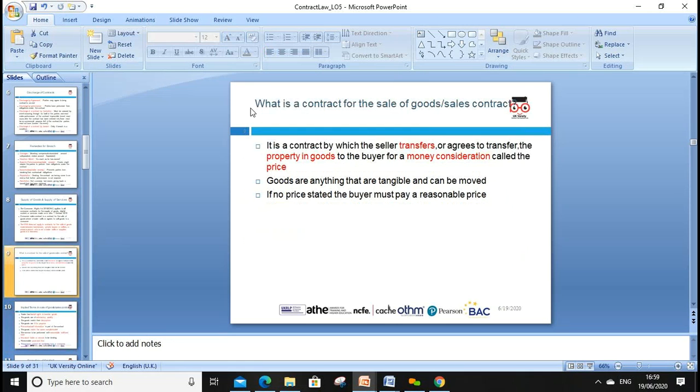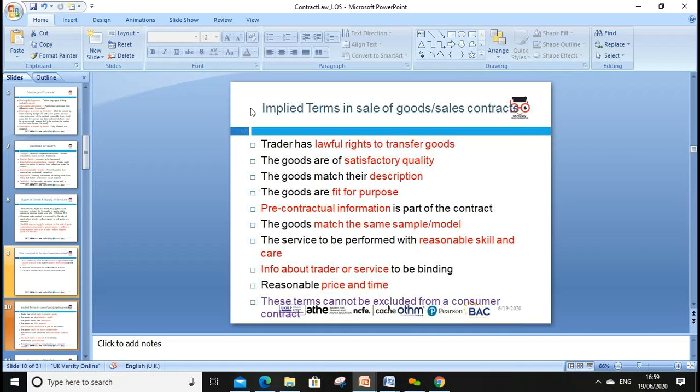Okay, what is the contract for the Sale of Goods Act? Like we said earlier, property transfer for money consideration; you can look at the contract, and the other party has a right. So the implied terms, we already discussed implied terms. There is a lawful right to transfer goods. The goods should be of satisfactory quality. The goods should match the description. If the description says vitamin C tablet, but inside it was vitamin D, then it does not match the description.